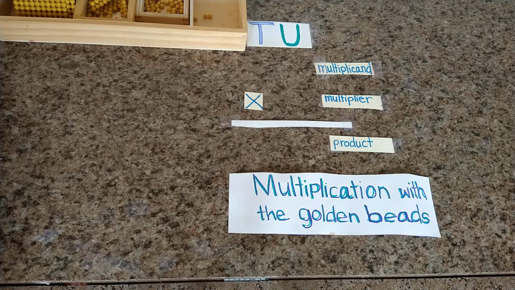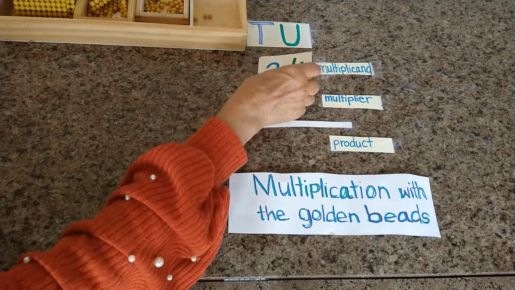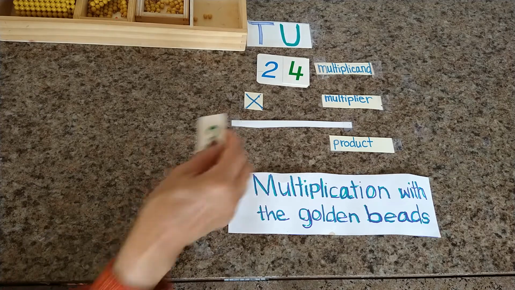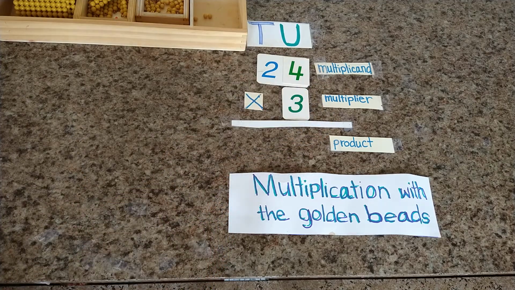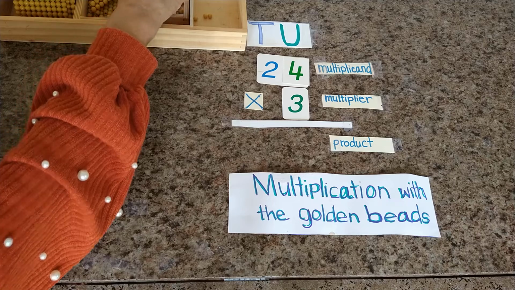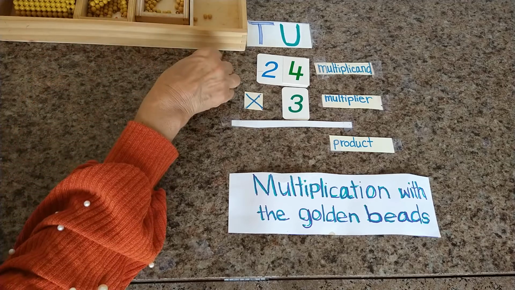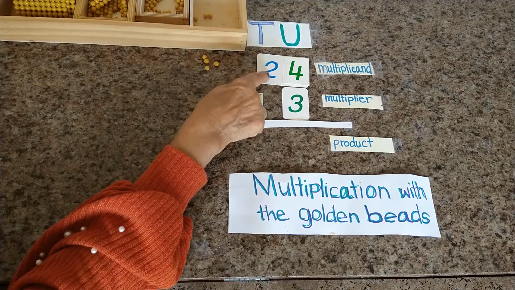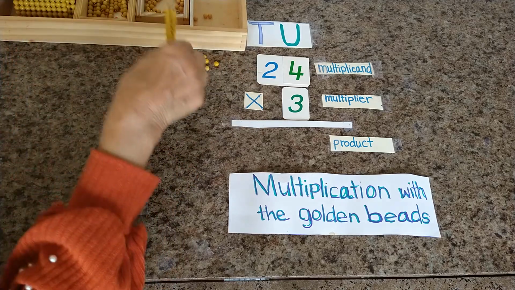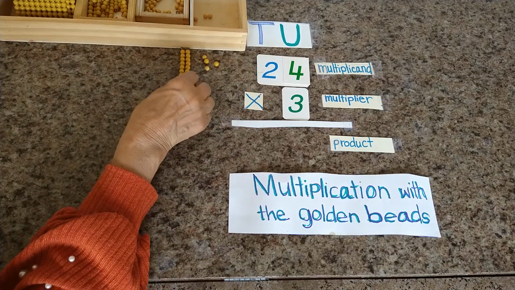Okay, so I have here 24 multiplied by 3. So 24 is our multiplicand, 3 is the multiplier. So let's bring the quantity. So how many units do we have in 24? We have 4 units. Please, my friends, count with me. 1 unit, 2 units, 3 units, and 4 units. We got 4 units. How many tens we need to bring? We need to bring 2 tens, 1 ten and 2 tens.